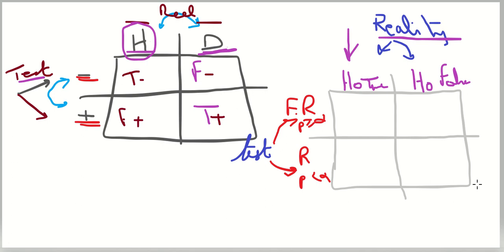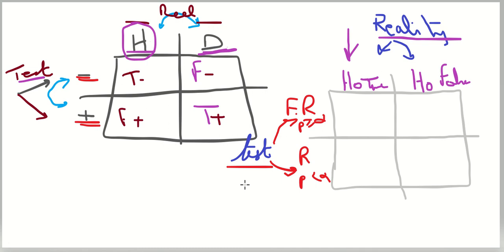So same idea as when we had healthy and diseased, and you test them, and their test is either negative or positive. Same thing: either the reality is that the null is true or the null is false, and then we're using a test, whether it's a z-test or the t-test or the paired t-test or the independent t-test or any kind of test.